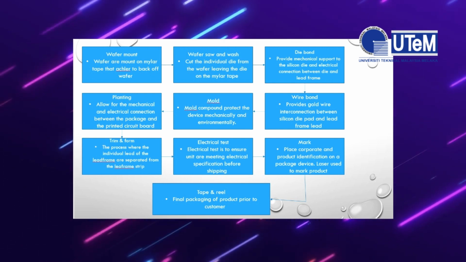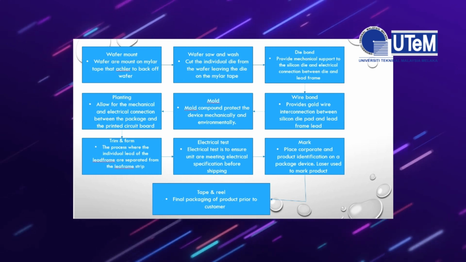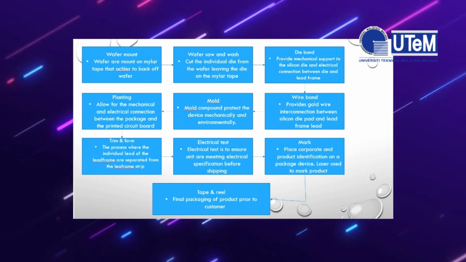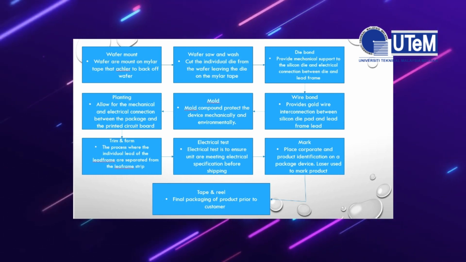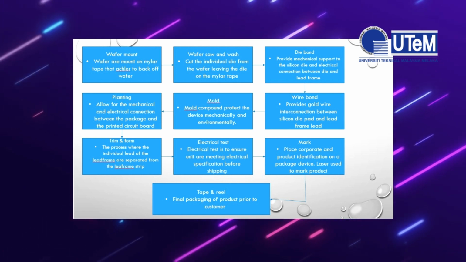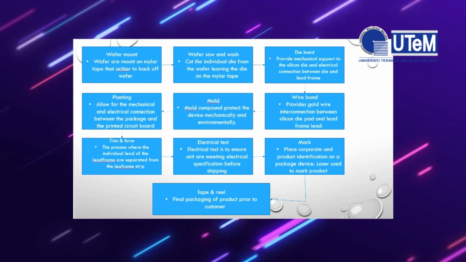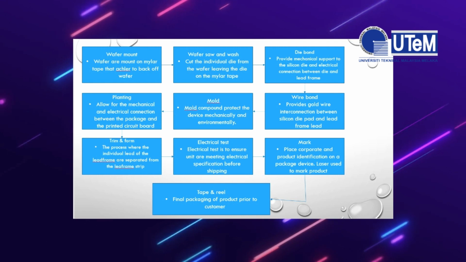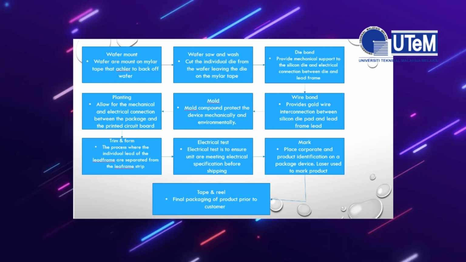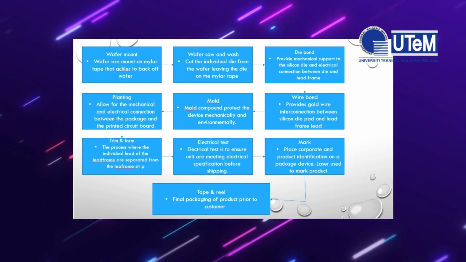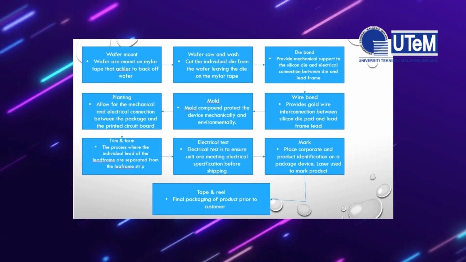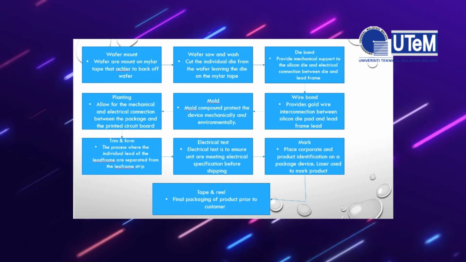Electrical test is to ensure units are meeting electrical inspection before shipping, and then mark corporate and product identification on the packaging device. A laser is used to mark the product. Lastly, tape and reel. Final packaging of product prior to the customer. That's all. Thank you.